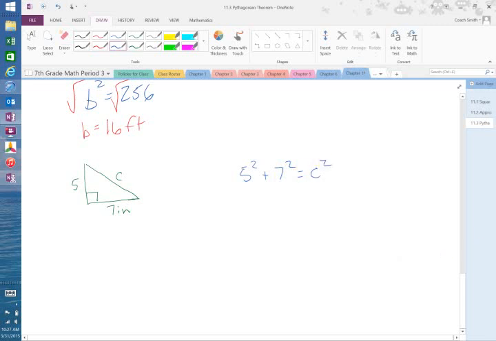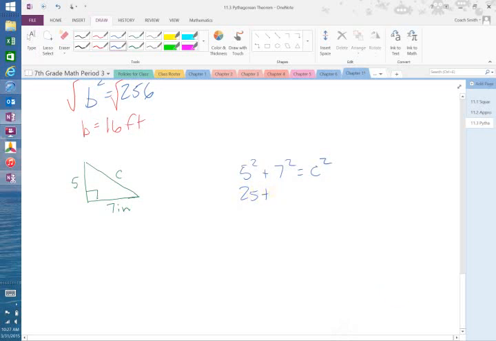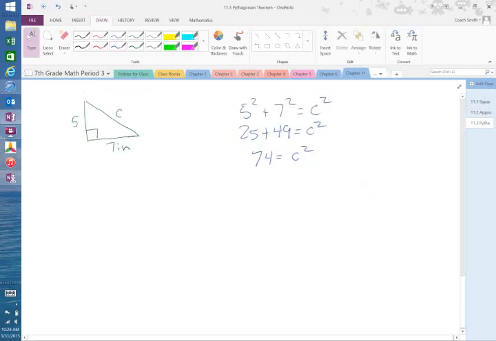What's 5 squared? 25. What's 7 squared? 49. 25 plus 49 is what? 74. Okay, 74 is equal to C squared. Okay, now, 74 is not a perfect square, so don't look back in your notes. It doesn't help you there. However, we still have to do the same thing. Take the square root.